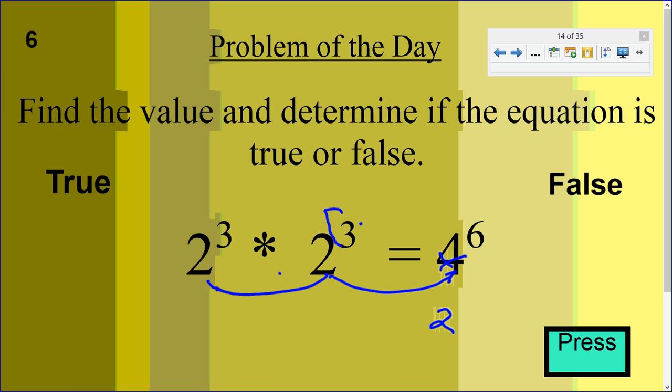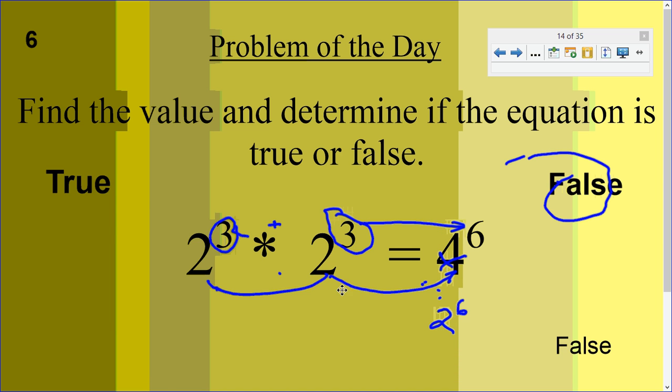The exponent is 3 here and 3 over here, and we're supposed to add when the bases are the same. So that does add up to 6, so 6 is right, but the 4 is wrong. So this will be false. So our answer on this one is absolutely false because of the 4.